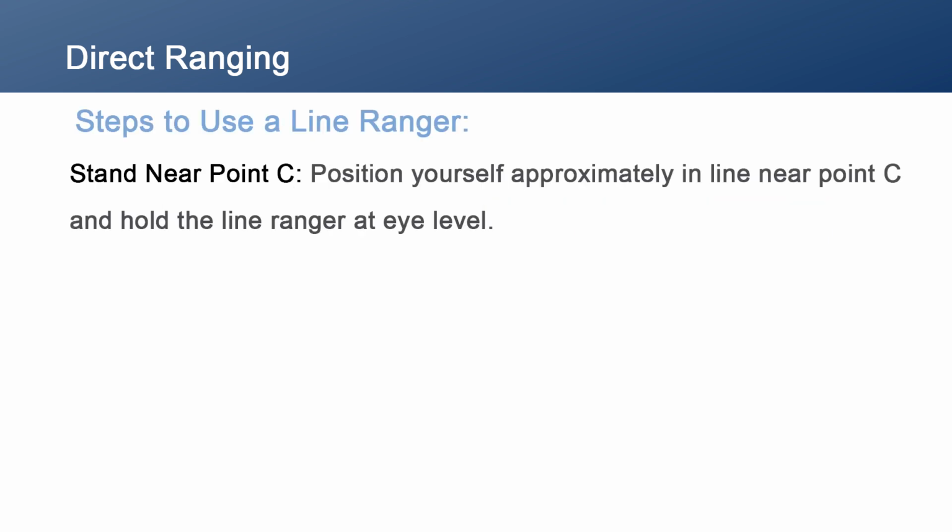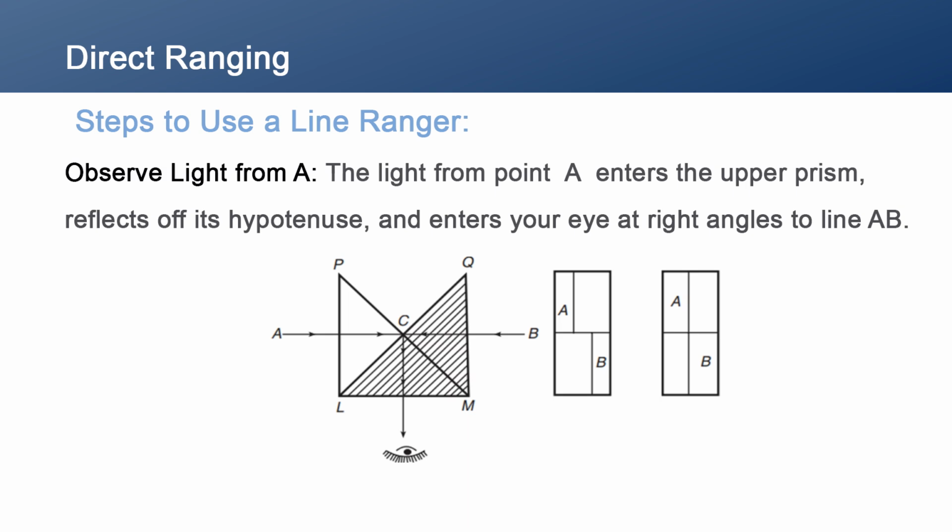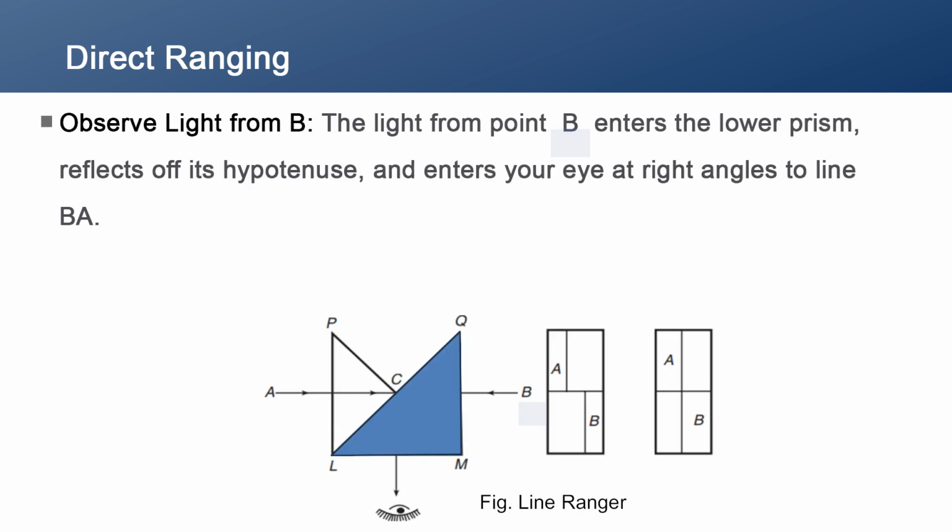So, here are the steps. Step 1. Stand near the point C. That is, position yourself approximately in a line near point C and hold the line ranger at eye level. Next, observe light from A. The light from A enters the upper prism, reflects off the hypotenuse and enters your eye at right angles to AB. Next, observe light from B.